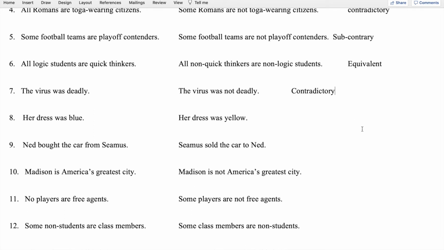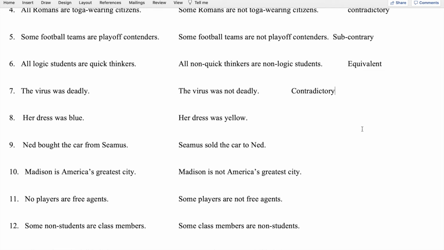Number 8, her dress was blue. Her dress was yellow. So in this case, assuming we're talking about the same dress and it has only one color, we know that the statements cannot be true at the same time. But their denials could be true at the same time. The denial of the first statement is her dress was not blue. The denial of the second statement would be her dress was not yellow.